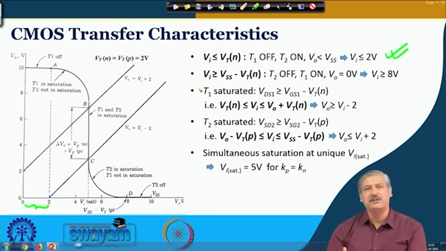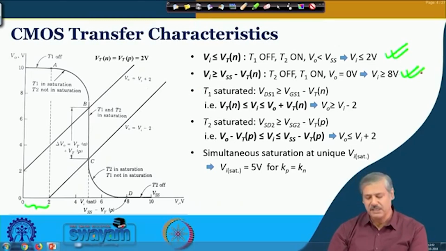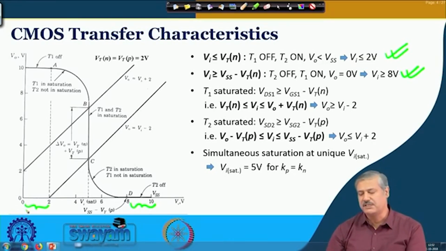That means the P channel does not get properly formed, it is below the threshold voltage. So when Vi is greater than 8 volt, what is happening? T2 is off, but at that time definitely the N channel has got a voltage which is more than the threshold voltage, so T1 will remain on. So these are the two extreme cases we have seen.